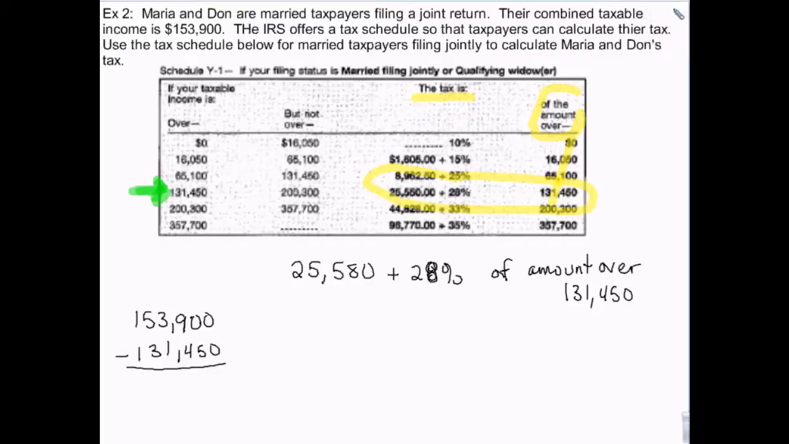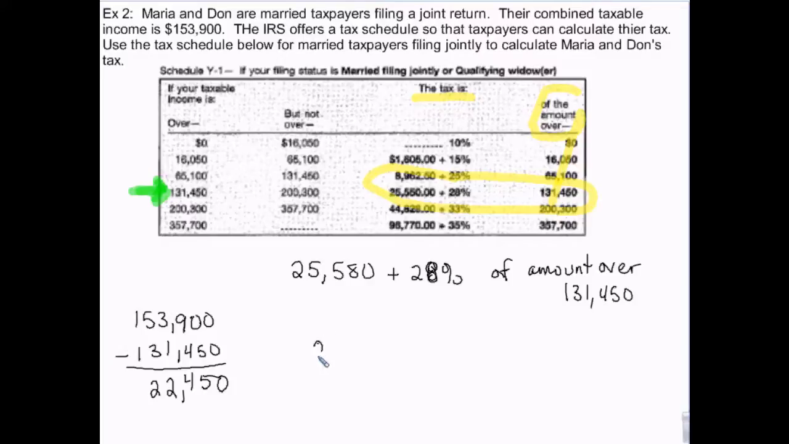All right, so we do our subtraction. Three minus 1 is 2. Okay, so 153,900 minus 131,450 is going to give us $22,450. This is the amount over.